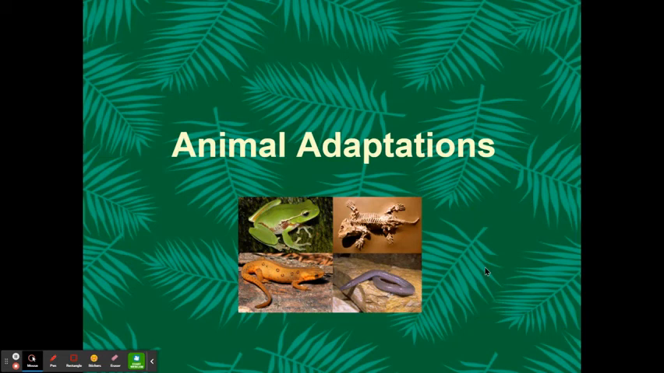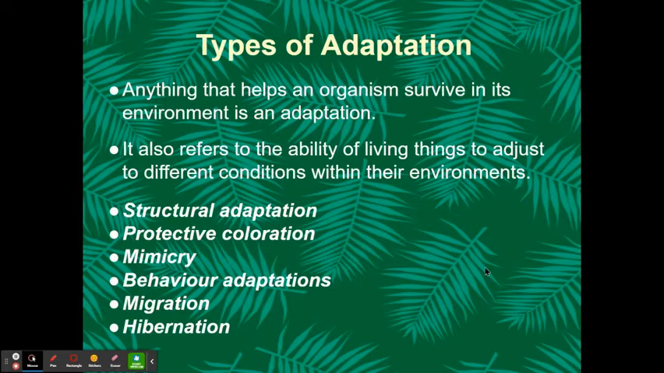We are beginning our Module 1 for Literacy and Science, and the first lesson is about adaptations. And we are going to look at some animals and their adaptations. And we might ask, what is adaptation? Adaptation is anything that helps an organism survive in its environment. It also refers to the ability of living things to adjust to different conditions within their environments.